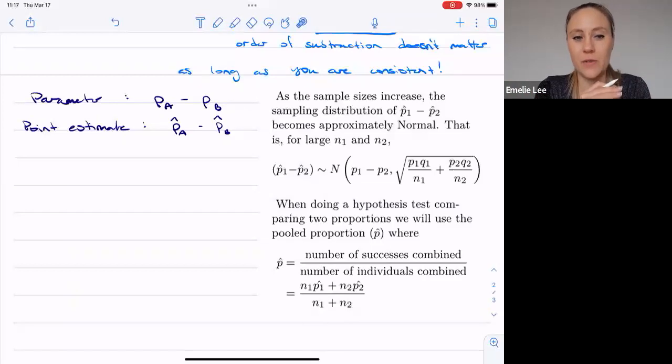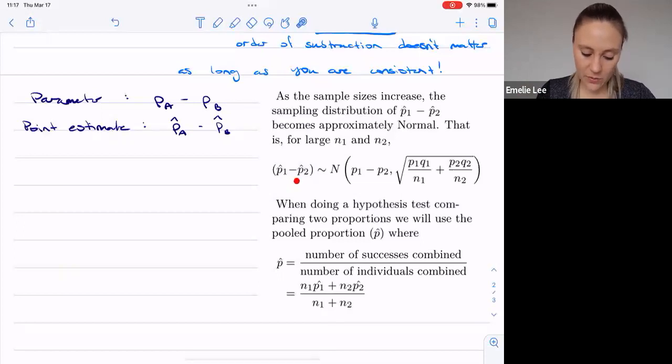And there's a couple of tweaks, but in general, they're the same conditions. So then what we're looking at is the difference in the proportions is approximately normal. Okay, and it's centered on the difference, the population difference. That's fine. And then we have this huge standard error. Okay, and so it's P1 Q1 over N1 and P2 Q2 over N2.